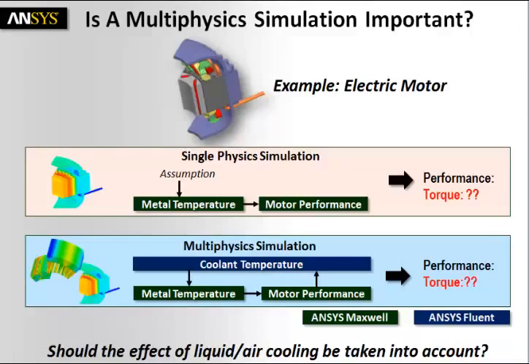First, a single physics simulation using ANSYS Maxwell, where we make an assumption of the metal temperature and the magnet temperature, and determine the motor performance in terms of its torque. And then we'll look at a multiphysics simulation, where instead of making an assumption of the metal temperature, we'll actually look at how the coolant temperature affects the metal temperature, which in turn affects the motor performance, which in turn, because of heat losses, impacts the coolant temperature. And we'll again look at the torque and compare the two.